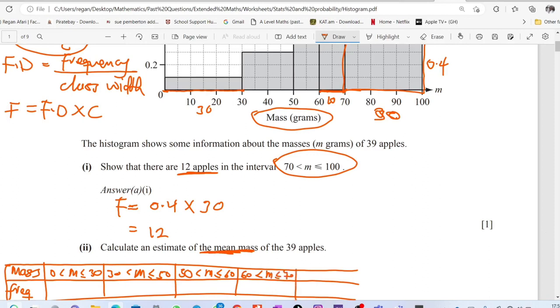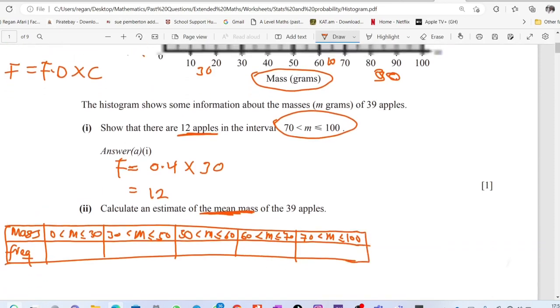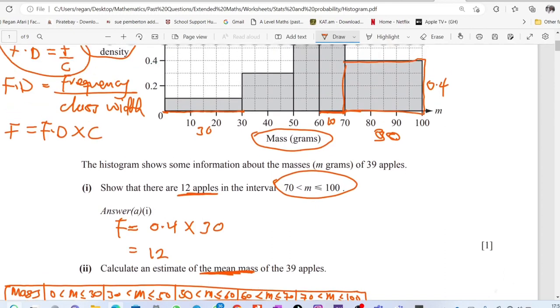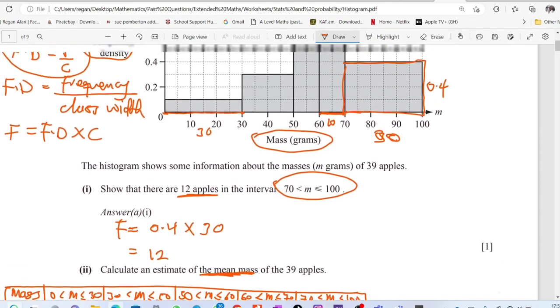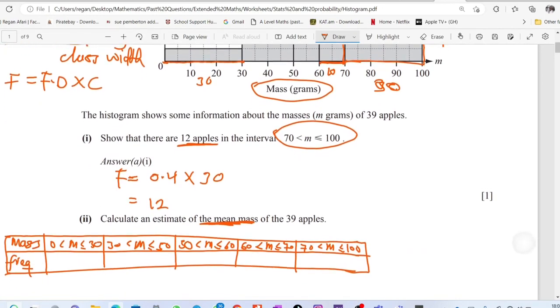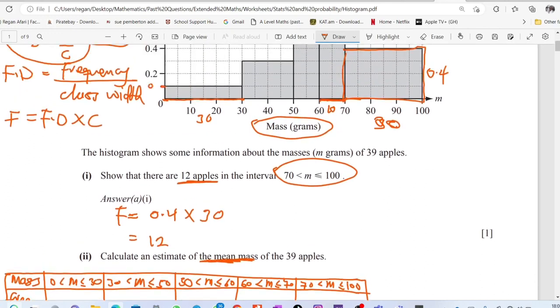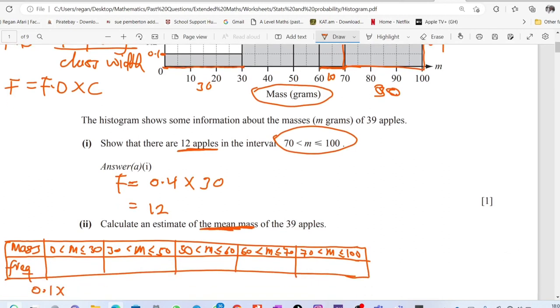Then we have 70 to 100. So we can close it nicely like this. Now to get the various frequencies, I told you that is the various areas of it. So the first one, you are going to have 0.1 times 30, because this is 0.1. That's going to give us a frequency of 3.